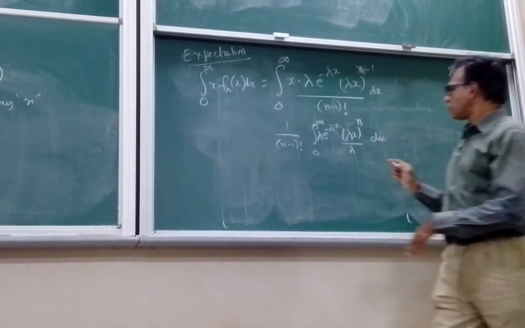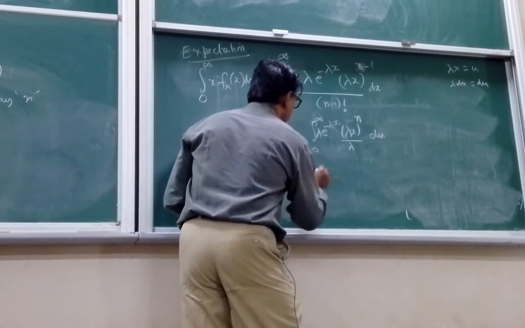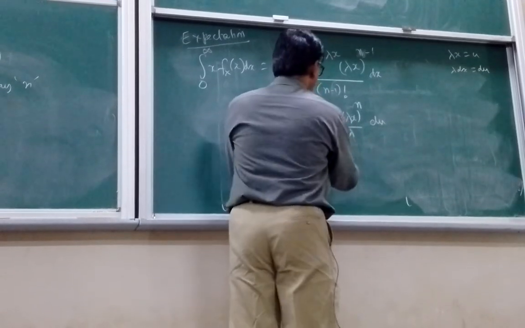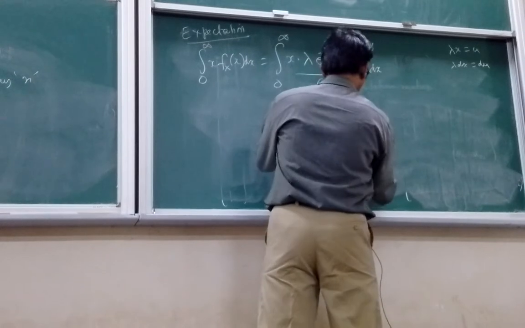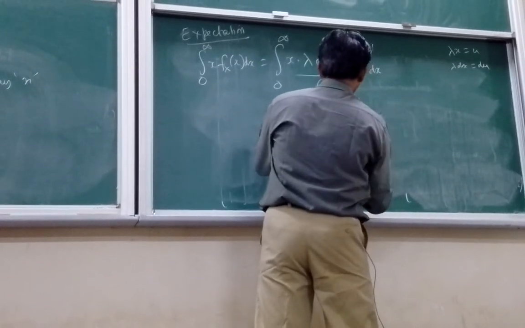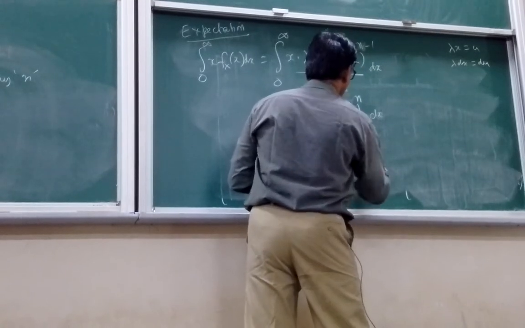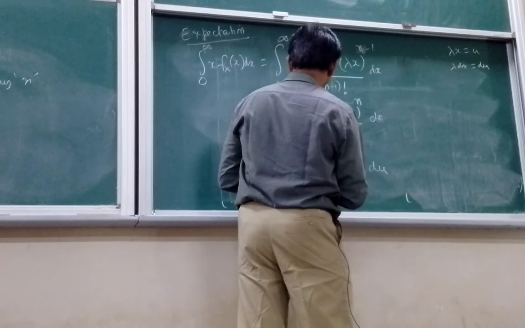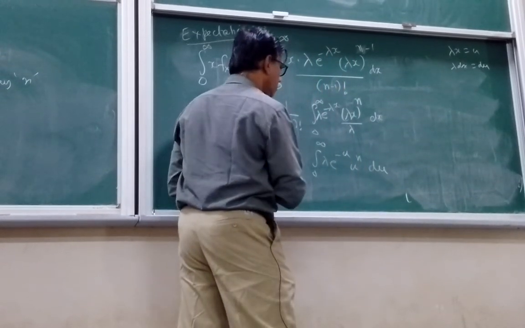Now if you use the substitution, you will have lambda into this is du, this is e power of minus u, this is u power n. With one lambda there, this also we will take away.